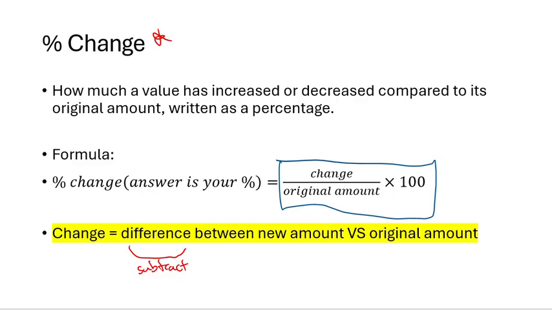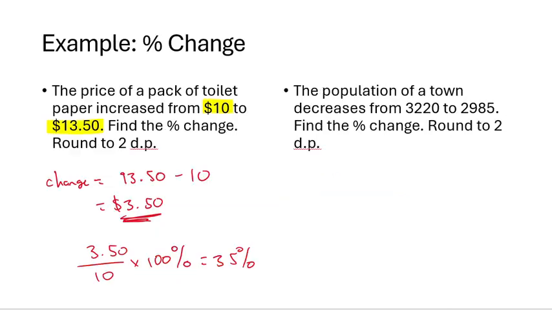What change means is the difference between the new amount versus the original amount. So what you're going to do is just subtract the two numbers. Okay, it doesn't matter which order you subtract, just go highest to lowest, and you will find how far apart they are. So if you have a look at my example here, I've already talked to you about toilet paper, so let's just do a different one. Actually, we'll just talk about it.